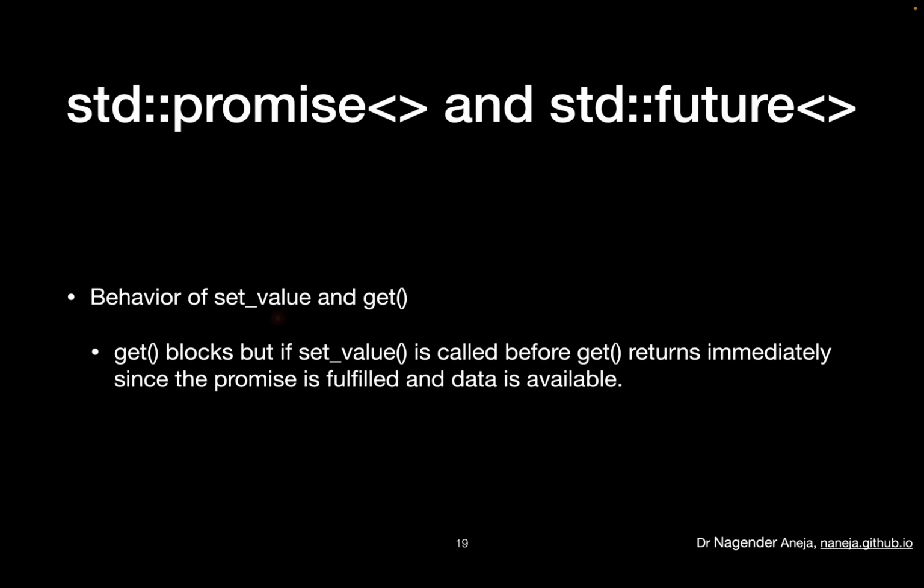Okay, so what's the behavior of set value and get? Set value is called on the promise, get is called on the future, right? Get blocks, and will not allow main to proceed until its value is available, right? But if set value is already called before get, then it is not blocked because the value is available. It returns immediately since the promise is fulfilled and the data is available. If your set value is called earlier than you call get, then it's not blocking, so it continues.